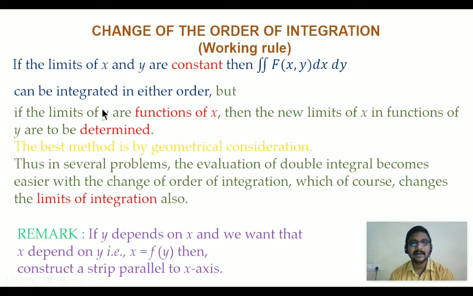If the limits are variable limits, that is, y limits are in terms of x, then we have to convert to x limits in terms of y. Then we have to change the limits accordingly. For this, we have to consider geometrical consideration. That means we take an old strip in the given region and then take the new strip to change the limits accordingly. For this, we have to draw the rough sketch of the region.